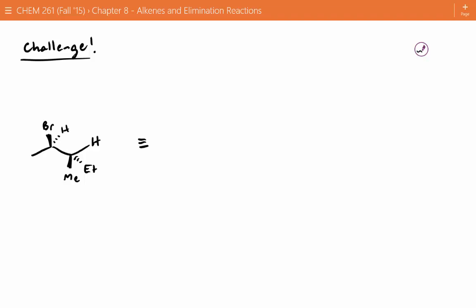Let's assume we are looking the same direction as we were before. What should be sticking straight up? Hydrogen. What should be sticking to the bottom right? Ethyl. And then that leaves methyl to the bottom left. Okay. And then in the top right, we have hydrogen. And then we've got bromine over here. And then we've got our methyl group here. Do we have an anticoplanar beta proton?